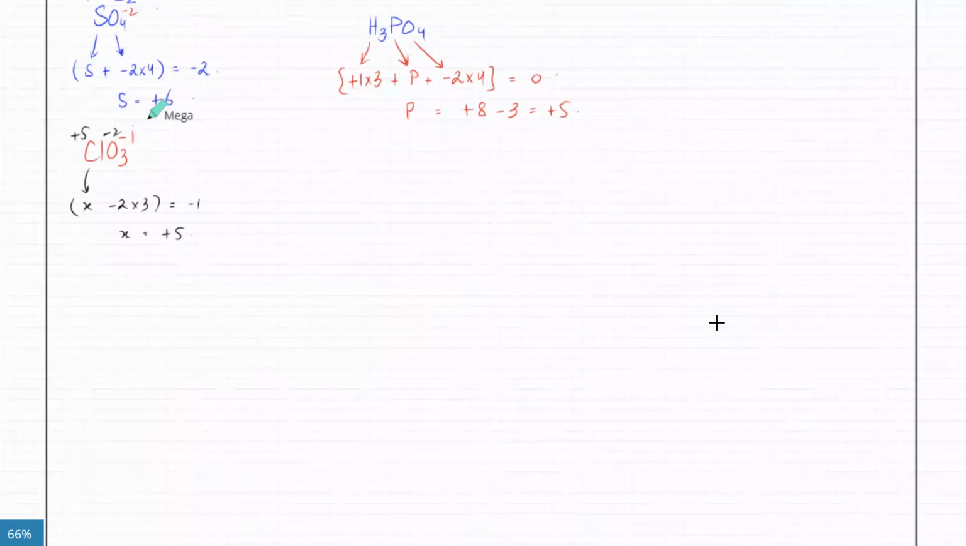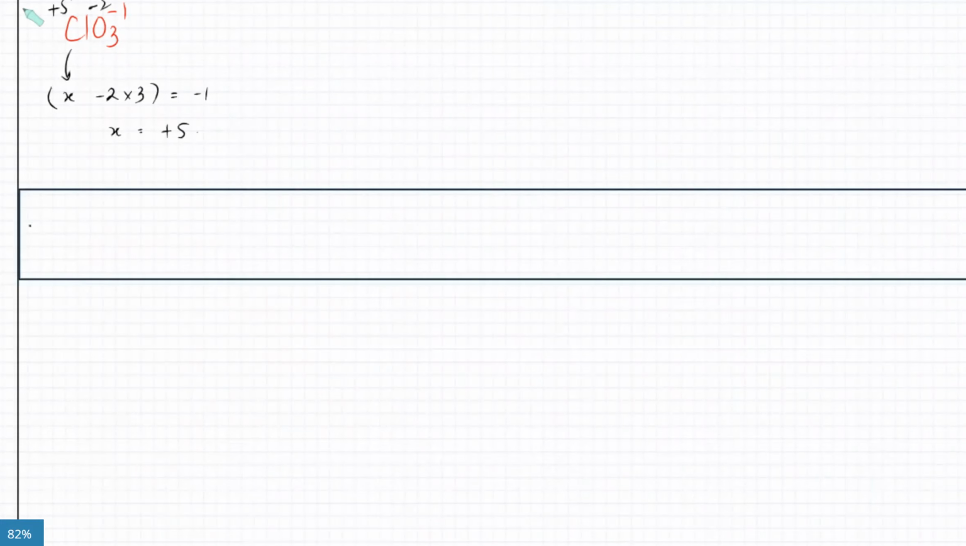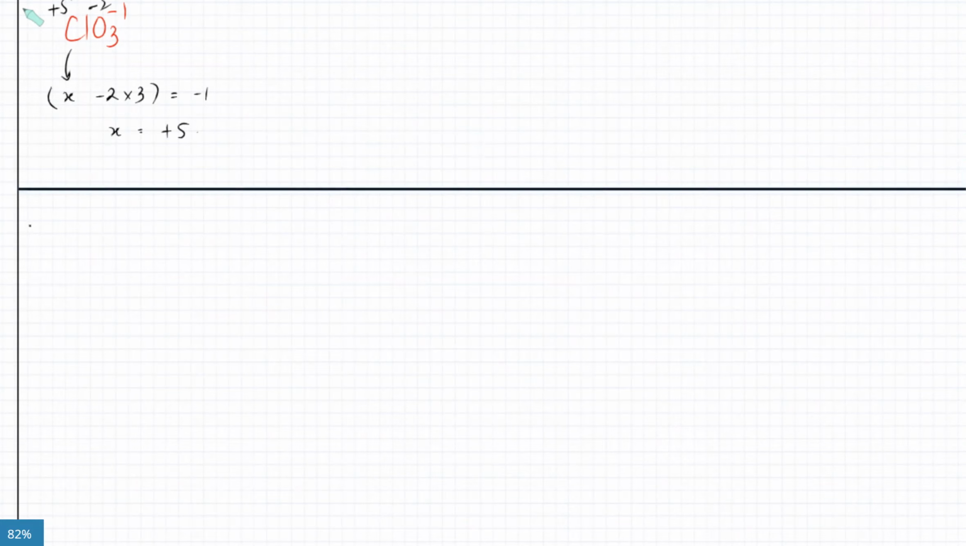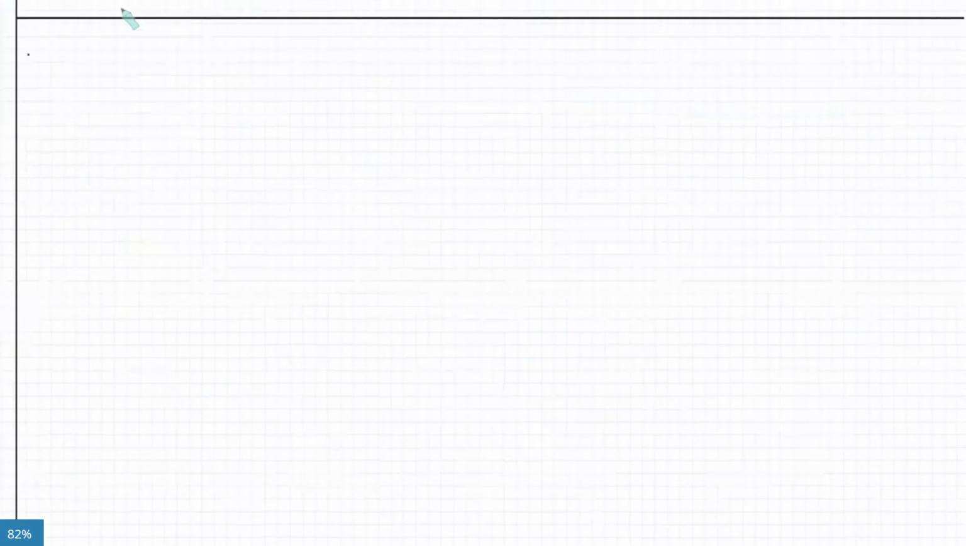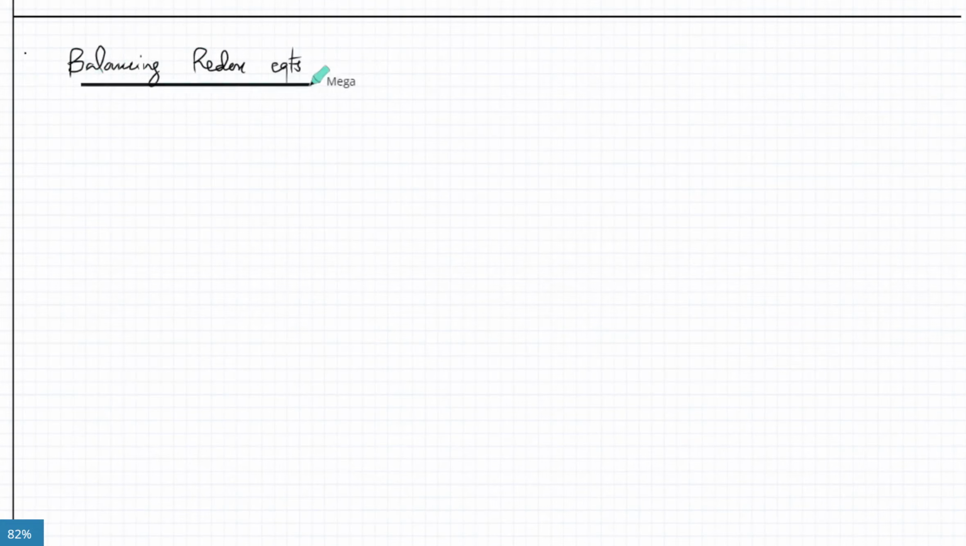We're going to move to the next thing, which is balancing redox equations. So before starting with electrochemistry, this is something that's very, very important. And that is balancing redox equations. Now, redox equations are when one substance loses electrons and the other substance ends up gaining electrons.